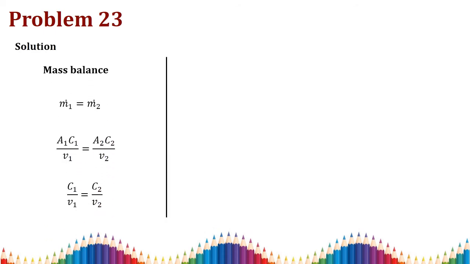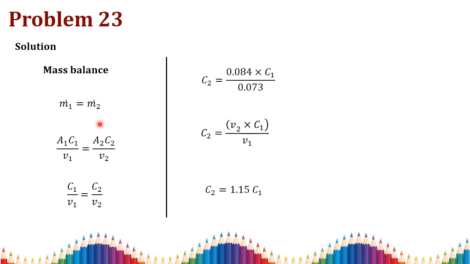So from your mass balance equation, I can write m dot 1 equal to m dot 2. So here A1 C1 by V1 is equal to A2 C2 by V2. Here the diameter of the pipe throughout the length is the same, so we can cancel the area. Pi by 4 d1 square is equal to pi by 4 d2 square, so we can cancel area here. Then your equation will be C1 by V1 equal to C2 by V2. Then we can find C2.